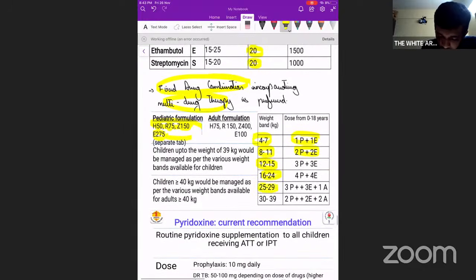25 to 29 kg, we give 3 plus 1 adult formulation. 30 to 39 kg is 2 plus 2 adult formulation. More than 40 kg, we treat them as adults itself.